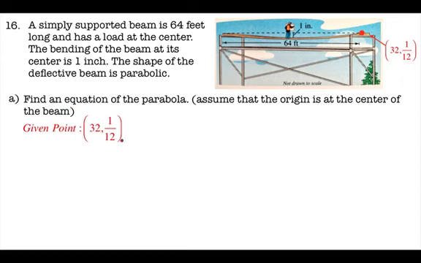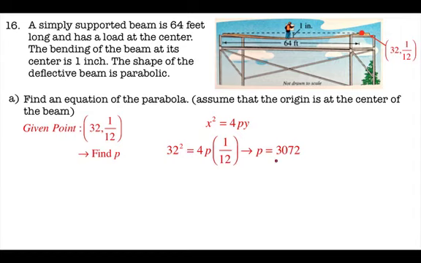So once I know this point, this is going to help me find my p. I plug this x value and the y value into the standard form of a parabola opening up, substitute the x and the y, and solve for p. This is what I get. Once I know my p, I go back and plug it in here, multiply 4 times 3072, which is my p, and this is the equation of the parabola. Let's go to part B.